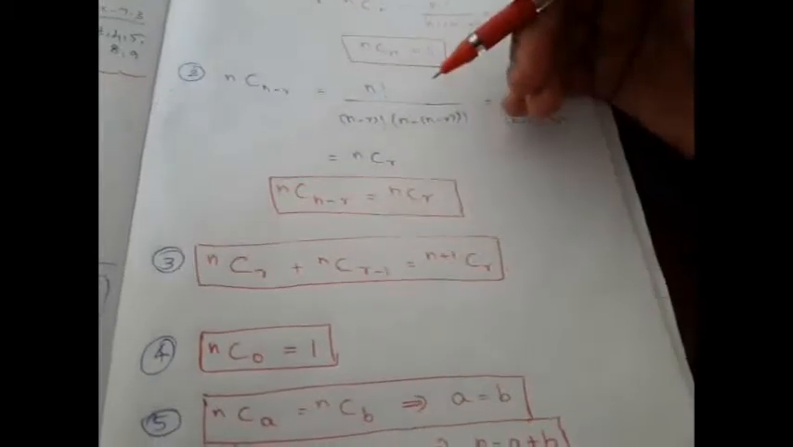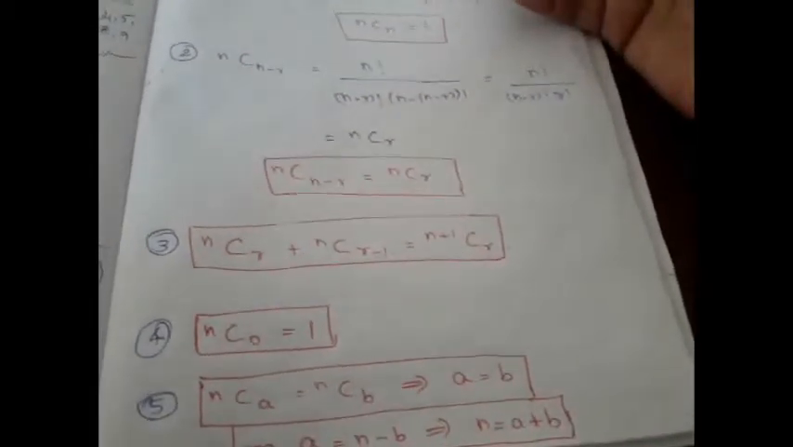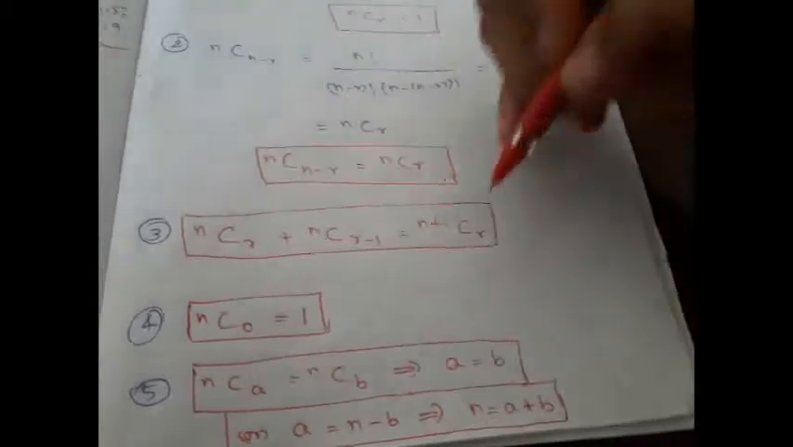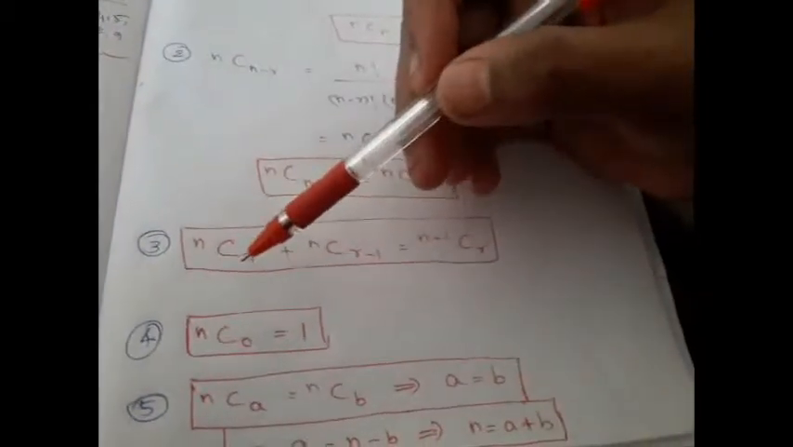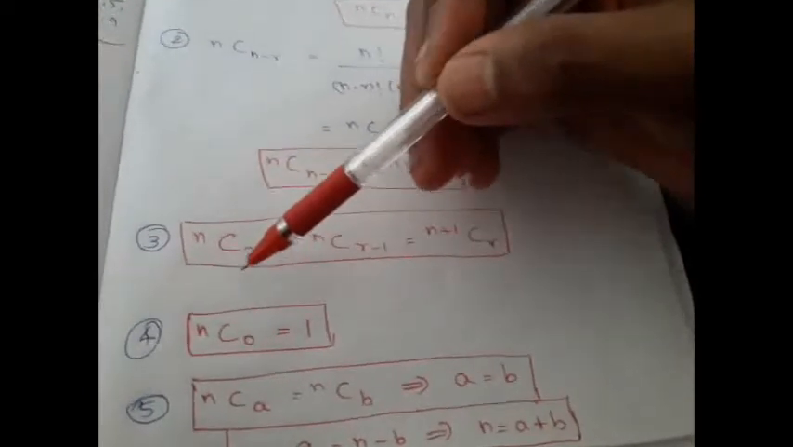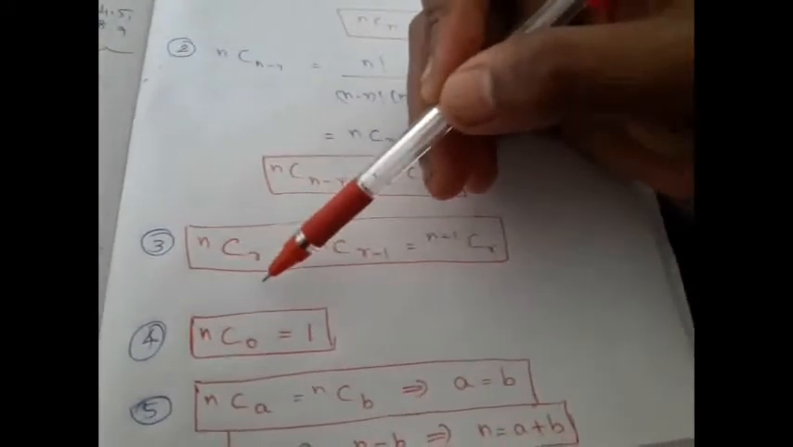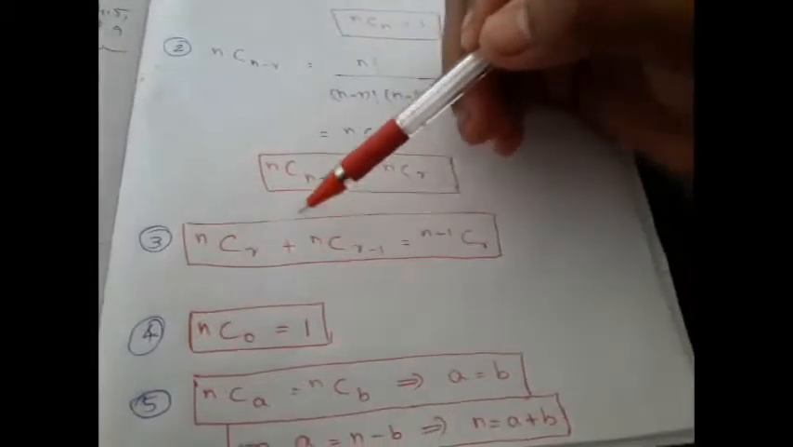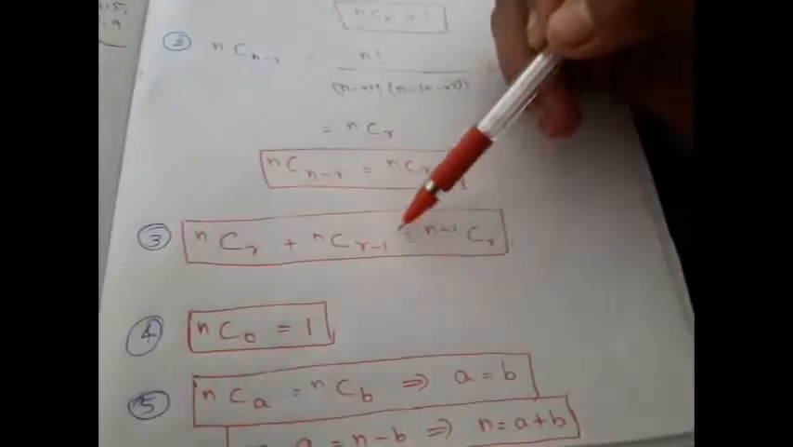These are all the results you should remember, which will be used while solving problems, and these results can be easily arrived at by simply substituting in the formula for nCr. What is nCr? n factorial divided by r factorial into (n minus r) factorial. Plus, here in the place of r we have r minus 1.